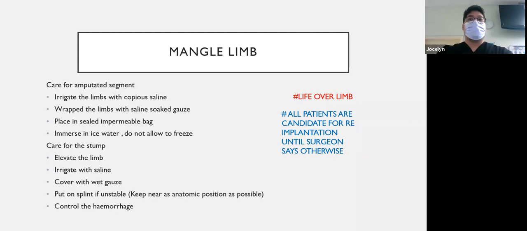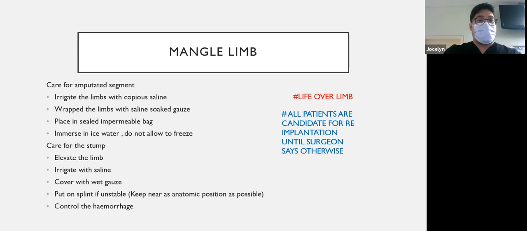Okay. Next is our mangled limb. Patient having mangled limb. The most important thing is life over limb. And also, all patients are candidates for re-implantation unless your orthosurgeon says otherwise. Okay. So this is the care for the amputated segment. Later, I will show you one very famous case in Mid Valley.